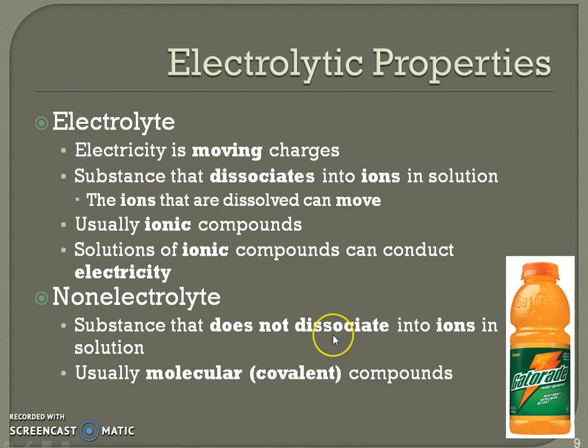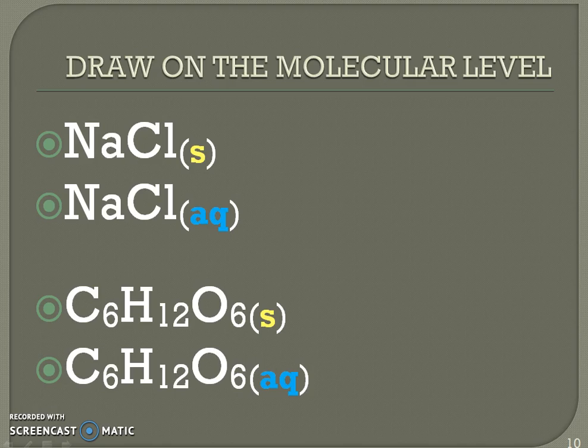Something that does not dissociate when it goes into water, does not break into ions, would be something like a covalent compound, like your sugar. So we're going to see the difference between salt and sugar. But first, I want you to figure it out.